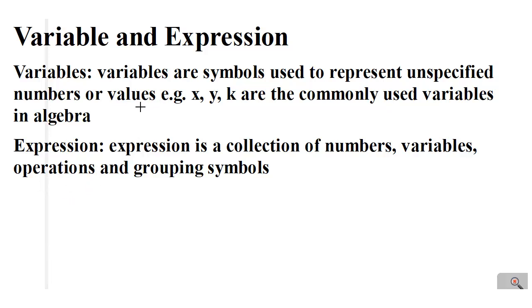For instance, if you have, say, 2x minus 3 is equal to 5. X in this particular equation is a variable. It's a variable because we are looking for that value such that when we multiply it by 2 and we subtract 3 from it, it would give us 5.